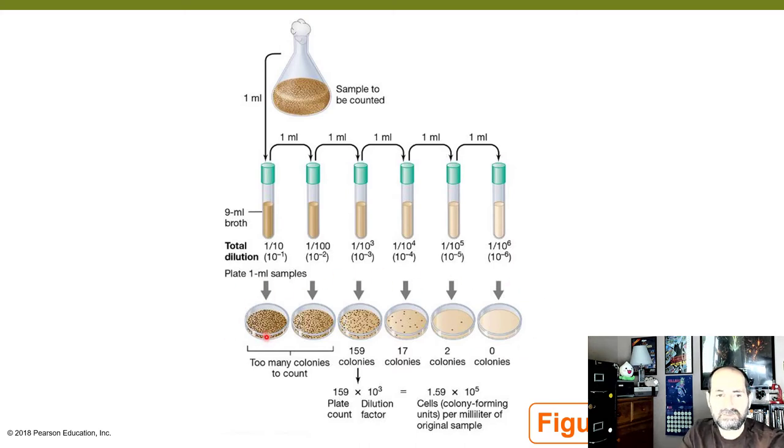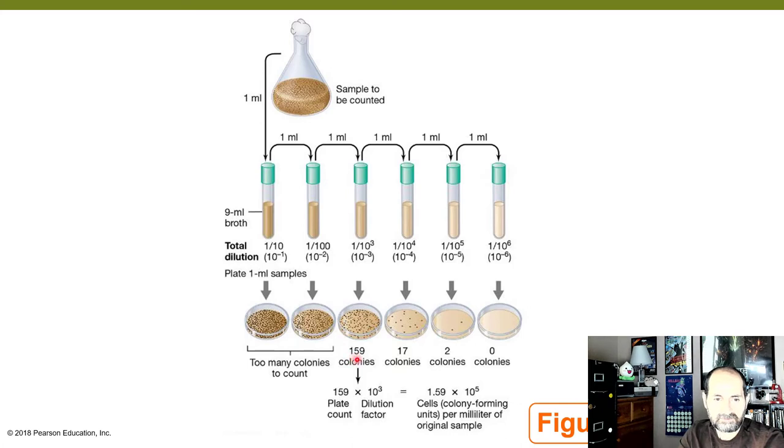Then after incubation, you would look at the plates and determine which plate is the countable plate. And remember, the countable plate is the plate between 30 and 300 colonies. So this plate obviously is too many to count. This plate is too many to count. This plate has roughly 150 colonies, so you would keep this plate. You would also throw away these plates. So the only plate you would collect is this plate here, and you would count the colonies.